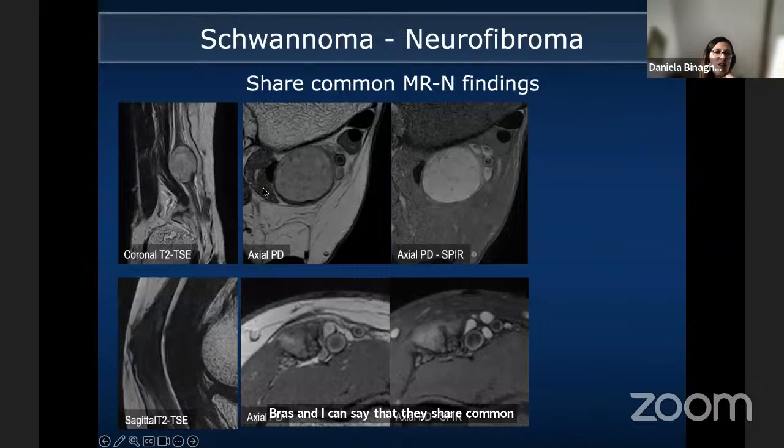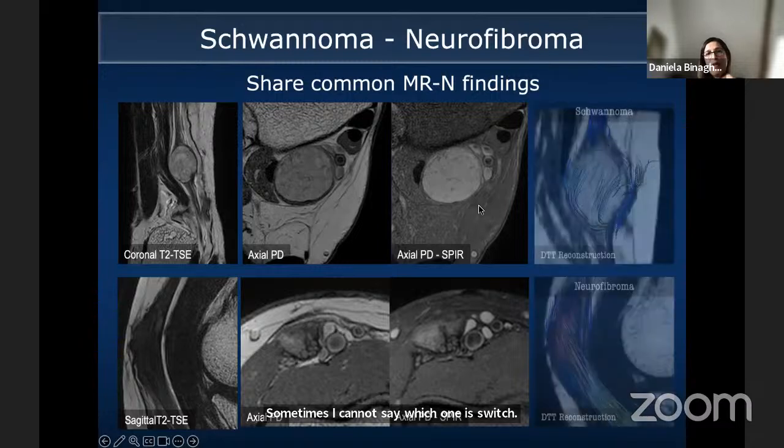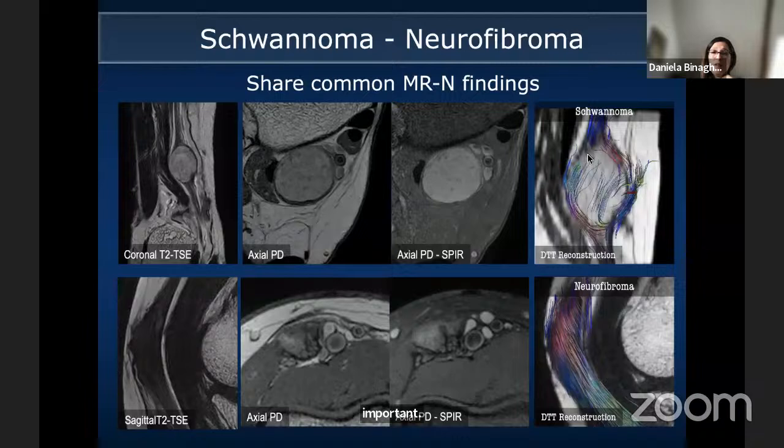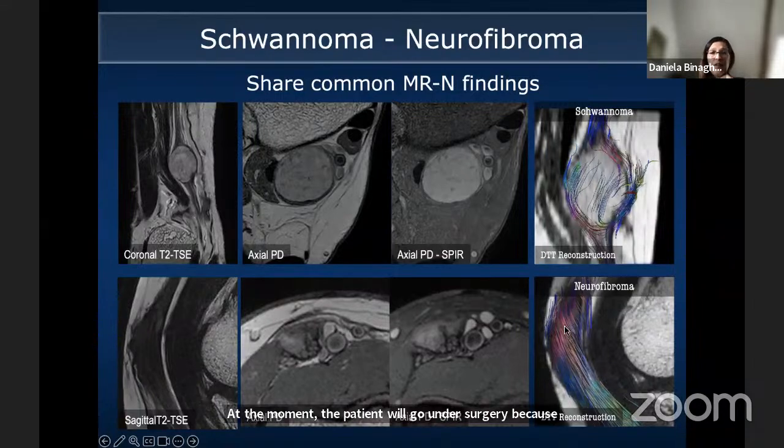Sometimes I cannot say which one is which, so I use, in this case, the DTT reconstructions to see the displacements of the normal fascicles, which is also important at the moment that the patient will go under surgery, because it's important to say where are the normal fascicles. And in the case of the neurofibroma, we will see the infiltration in the DTI-DTT. So the question is, is the DTT the key?